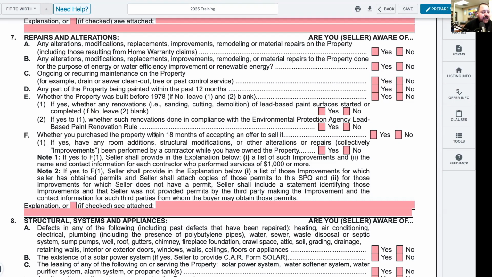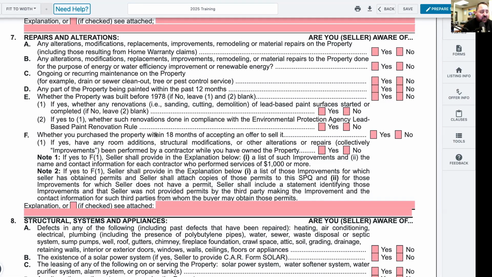If we say yes to F1, that a contractor did it, then it says here, note 1, if yes to F1, seller shall provide in the explanation below a list of the improvements and the contact information for each contractor who performed services of $1,000 or more.